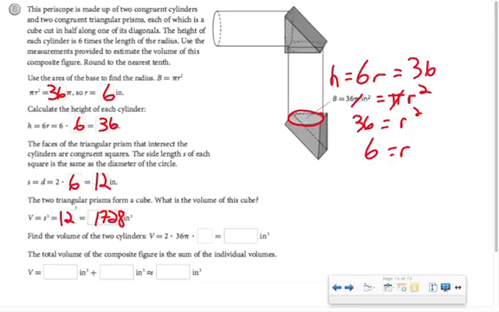Find the volume of the 2 cylinders. That's 2 times, because there's 2 cylinders, 36 pi, which is the area of the base, times the height of the cylinder, which is 36. So let's go ahead and evaluate that out. I have 2 times 36 times 36 times pi. That is 8138.9. The total volume is the sum of all of these individual volumes. So that's 1728 plus 8138.9, which is approximately 9,866.9.